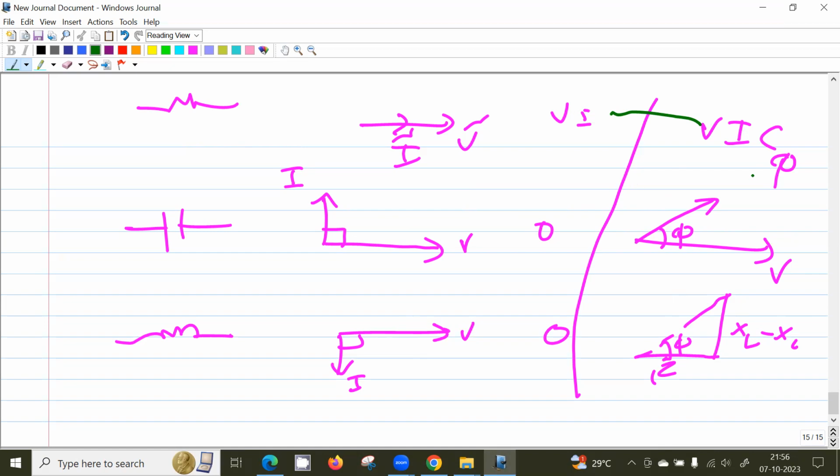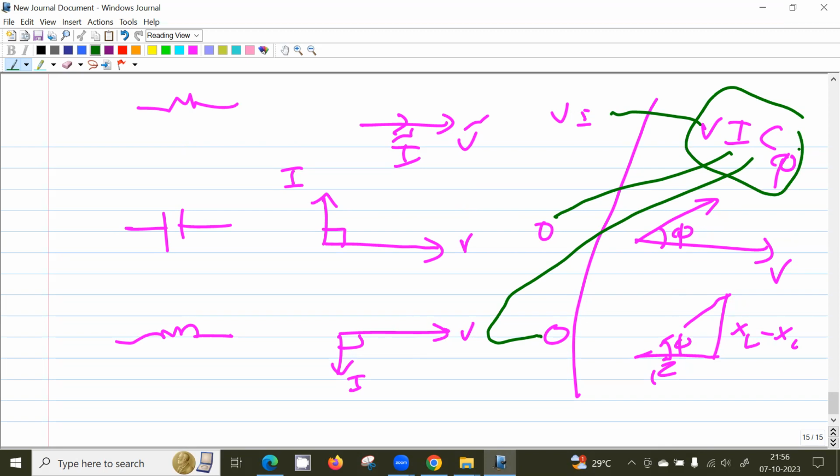For a pure capacitor, phi is 90 degrees, plus 90 or minus 90. So if you put that in, you'll get 0. And for a pure inductor, phi is also 90 degrees, and if you put that in, you get this value as 0. But for a combination of R and C, phi will have some value, and tan phi is given as XL minus XC by R. So in that case, the power dissipated is V into I into cos phi. So this cos phi is called the power factor.